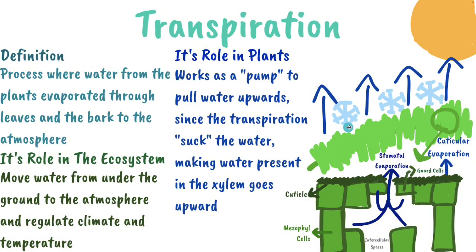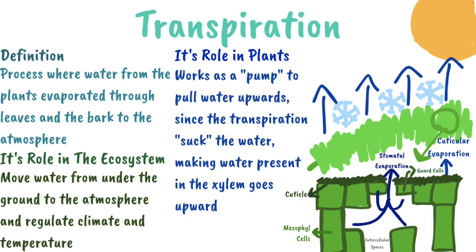Now, let's talk about transpiration. Transpiration is the process where water from the plants evaporates through the leaves and the bark, called lenticels, into the atmosphere. Now, we will only highlight the ones evaporating through the leaves.